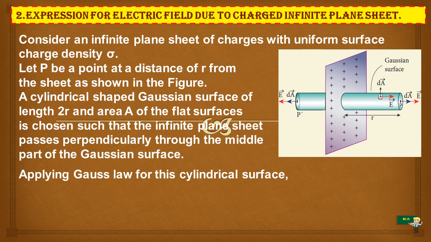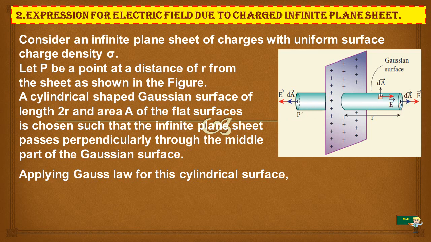Consider an infinite plane sheet of charges with uniform surface charge density, which is sigma. Let P be the point at a distance r from the sheet as shown in the figure. A cylindrical shaped Gaussian surface of length 2r and area A of the flat surface is chosen such that the infinite plane sheet passes perpendicularly through the middle part of the Gaussian surface. This is the middle part of the Gaussian surface. But here we have 2 points, one is P dash, another one is P.